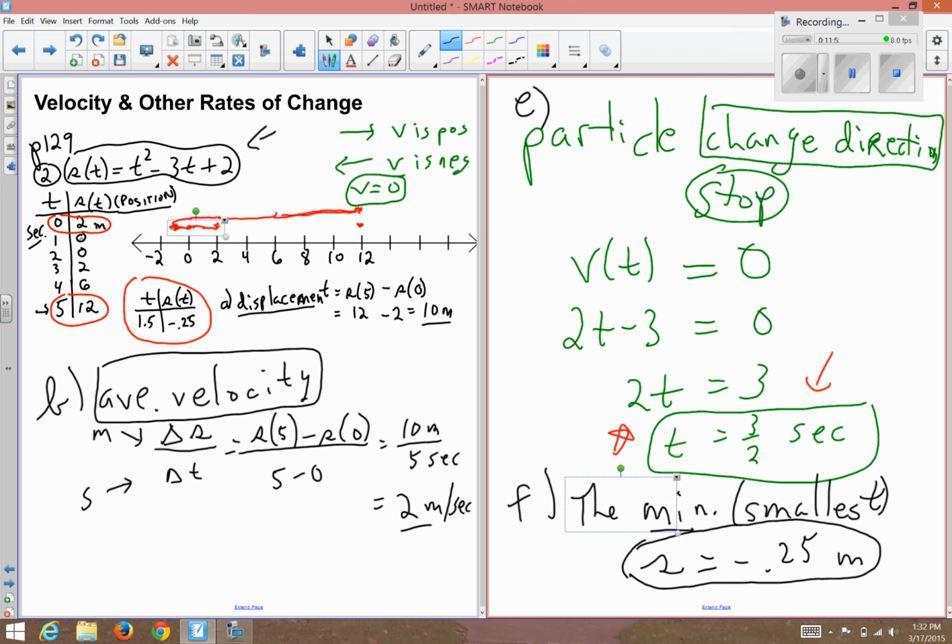And I don't know if I mentioned at the beginning, but this table just came from plugging numbers into this formula that's given. S equals t squared minus 3t plus 2 is given. So I plugged numbers in from 0 to 5. I also plugged in the 1.5 because that's an important time. That helped us answer, well, it is the answer to part E, and it helped us answer part F.